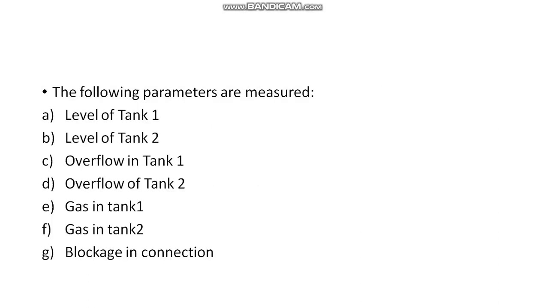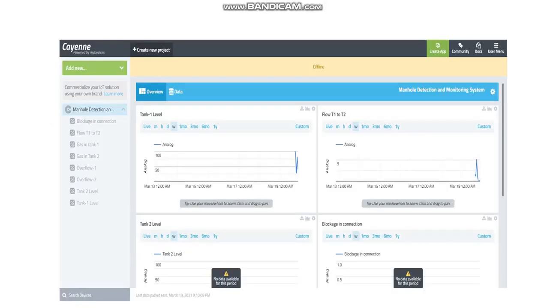The following parameters that we have measured using the LCD are level of tank 1, level of tank 2, and if any blockage is detected, it is also displayed on the LCD. This is the graph we have obtained by using the Canine app. The first graph determines the tank 1 level, which is plotted according to the date and time. Similarly, the flow from tank 1 and tank 2 is also plotted in the form of a graph, at which time we have connected and measured the data.